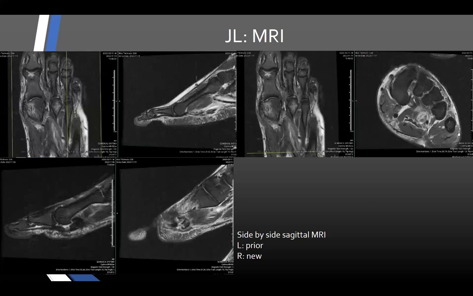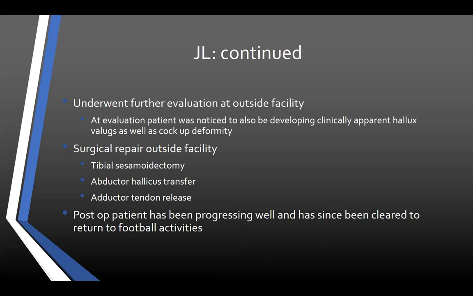After this injury, the patient underwent further evaluation at an outside facility. It was noted from the documentation that at that time, he was already beginning to develop a clinically apparent hallux valgus, as well as somewhat of a cock-up deformity. Surgery was performed at that outside facility, where they did a tibial sesamoidectomy, an abductor hallucis transfer to fill the void left by the sesamoidectomy, and an adductor tendon release. This is part of the usual triad this outside treating surgeon does for these injuries. Post-operatively, it's been about 5 or 6 months. The patient has been progressing well and has been cleared to return to football activities at this point.